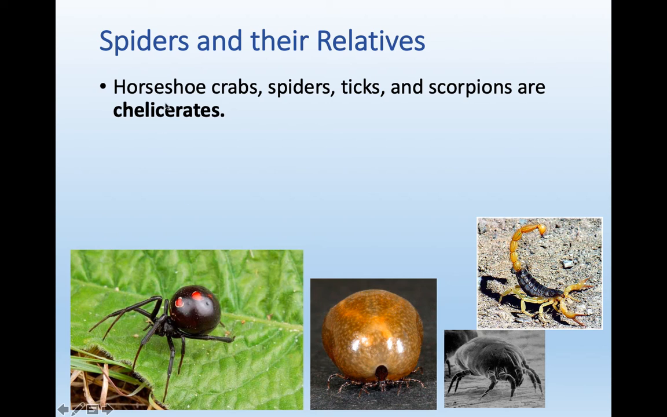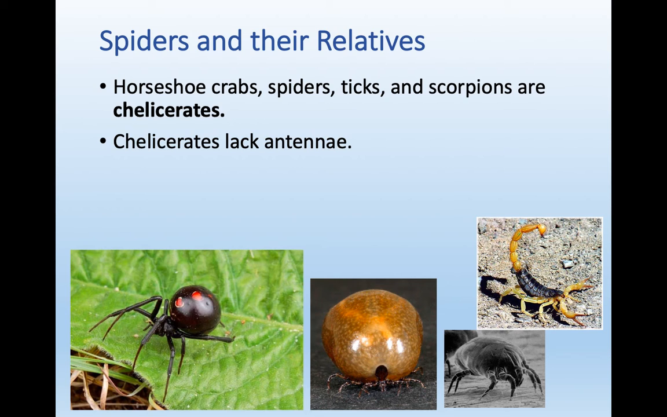So spiders and their relatives are part of a subphylum called chelicerates. And chelicerates include horseshoe crabs, spiders, which are these guys right here, ticks, and that's an example of a tick. This is an example of a mite, which falls kind of in the same group as ticks, and then scorpions. All of these are called chelicerates. And a main characteristic of chelicerates is they do not have any antennae.